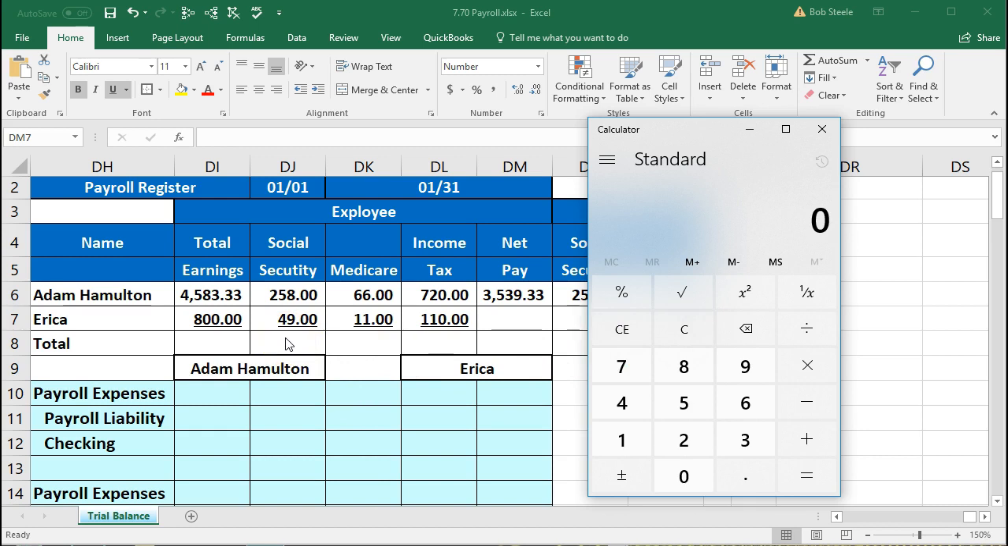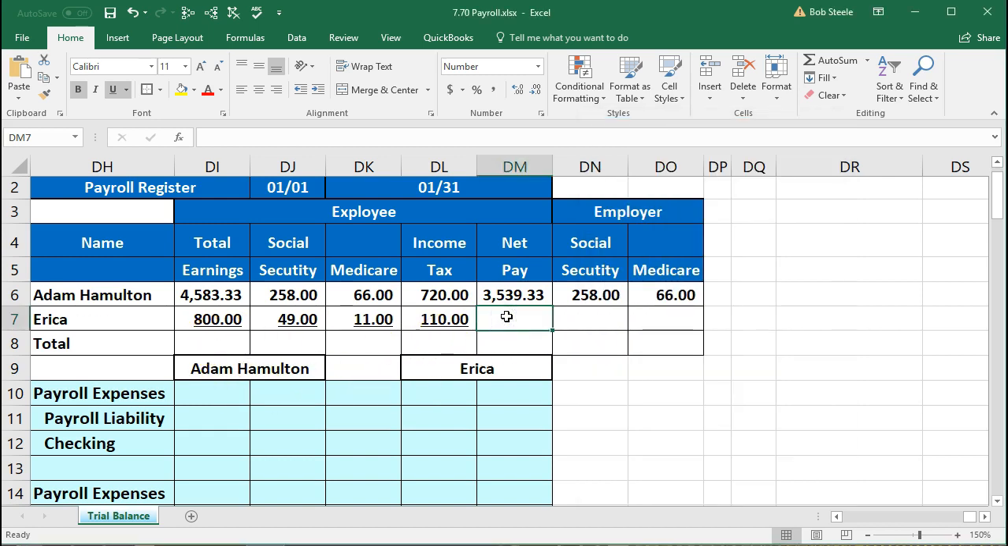So we're getting a little bit of understanding of how these things are calculated by putting this into the payroll register. Then, of course, we would have the net pay, which would be the 800 gross pay, minus the 49 taken out for Social Security, minus the 11 taken out for Medicare, minus the 110 taken out for federal income tax, which means that Erica is going to get $630 of the 800 she earned. We'll do that with a formula. You don't have to do the formula here, it's not an Excel class, but we'll take this 800 minus the 49 minus the 11 minus the 110. That gives us the 630.